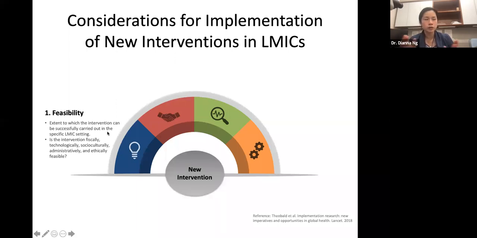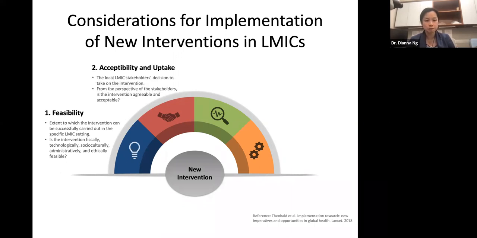So if you're going to transport an intervention to a slightly different setting, what are you going to adapt, but what's absolutely essential and what do you have to keep? What's the bare minimum you have to have in terms of resources and what's optional? So I think about resource stratification a lot. You also have to think about, is it fiscally possible, technologically feasible, socioculturally appropriate, administratively, how about ethically?